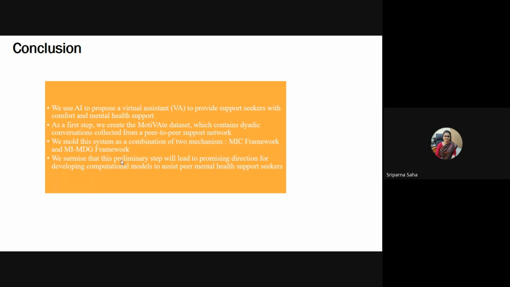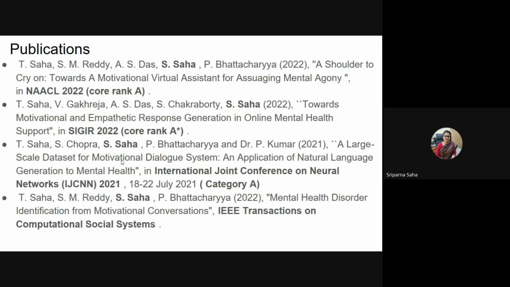So we surmise that the preliminary step will lead to a promising direction for developing computational models to assist peer mental health support seekers. These are some publications from this particular work. In the past work, we proposed this classification plus motivational response generation. This work we published in NAACL, the North American Association for Computational Linguistics. This is a core rank A conference.